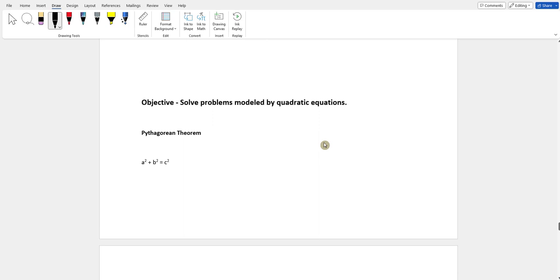Next, we're going to talk about the Pythagorean theorem. You've probably seen this before. The Pythagorean theorem deals with a right angle. So you have a leg here. This is leg a. You have a leg here. We call this leg b. And we have c, which is your hypotenuse. That's right across from the right angle. So the Pythagorean theorem is a squared plus b squared equals c squared.